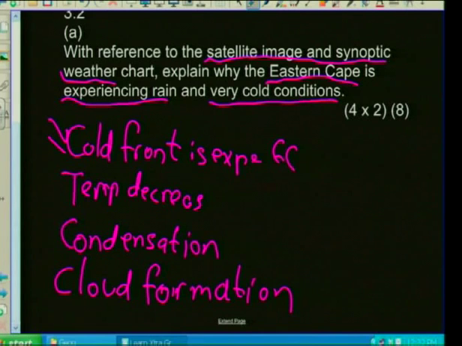So already I've got 4 points here. All right, talking about these issues and the cold conditions. First one, the cold front is hitting the area. All right, the temperature decreases, condensation, cloud formation tends to happen. But if you look at your notes that you receive from us, you realize, of course, you have to put it in sentences as such. Okay, because it says explain and not just list.